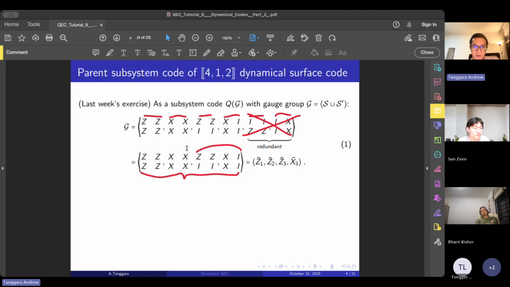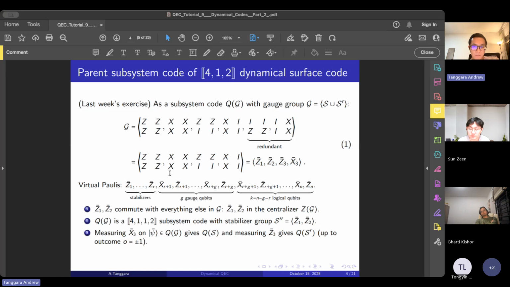But yeah, the first two here, they commute with each other. If you recall the partition of your physical or data qubits into stabilizers, gauge qubits, and logical qubits, this is what you're going to get. The first two, which commute with everything, are basically going to be the stabilizers, Z1 bar and Z2 bar. They commute with everything else in G, so they're in the centralizer of G. So they're going to be our stabilizers.